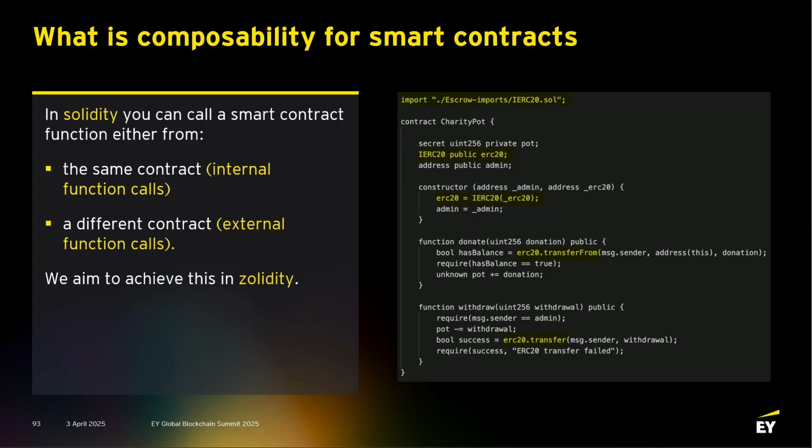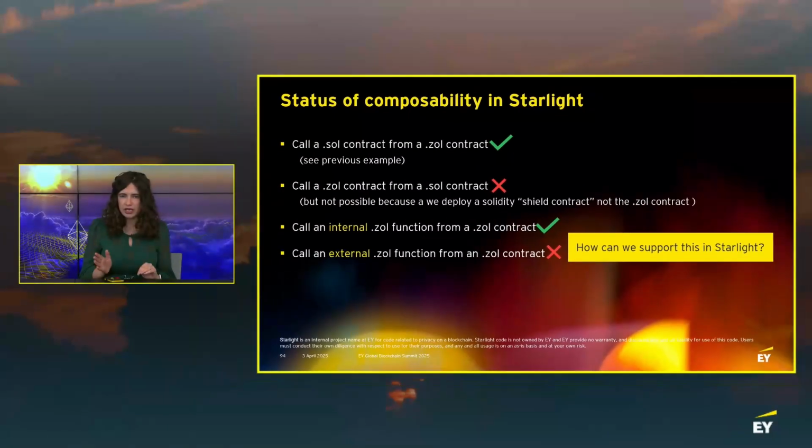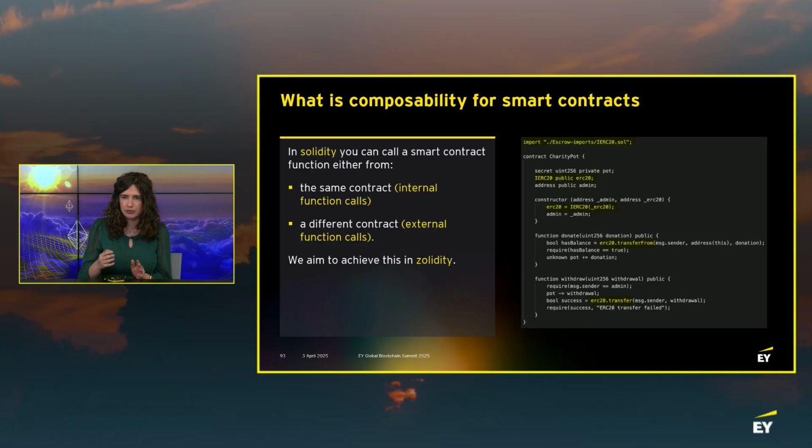And this is a really powerful tool, achieves amazing functionality, because like Duncan said before, you can use these smart contracts to build together. And we want to achieve this exact same thing in Zolidity, with a Z. Currently, in Zolidity, we can call a .sol contract, so a Solidity contract already. Actually, the previous example is an example of this. So this is a Starlight Zolidity contract, and it's calling a Solidity contract.